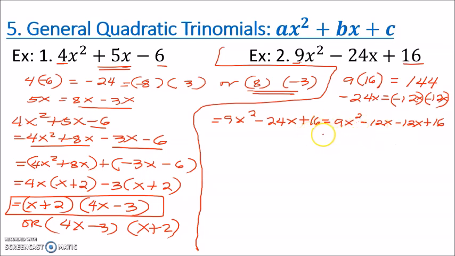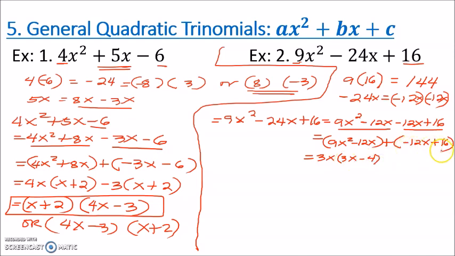And so, we have this one. I-group natin sila. So, this is our first group. And this is our second group. So, we have 9x squared minus 12x, plus negative 12x plus 16. Okay. And then, we factor out the common factor. So, we have ang common factor na 9x squared minus 12x. We have 3x. Okay? So, magiging 9 divided by 3 is 3. So, we have 3x. And then, negative 12x divided by 3x is negative 4.